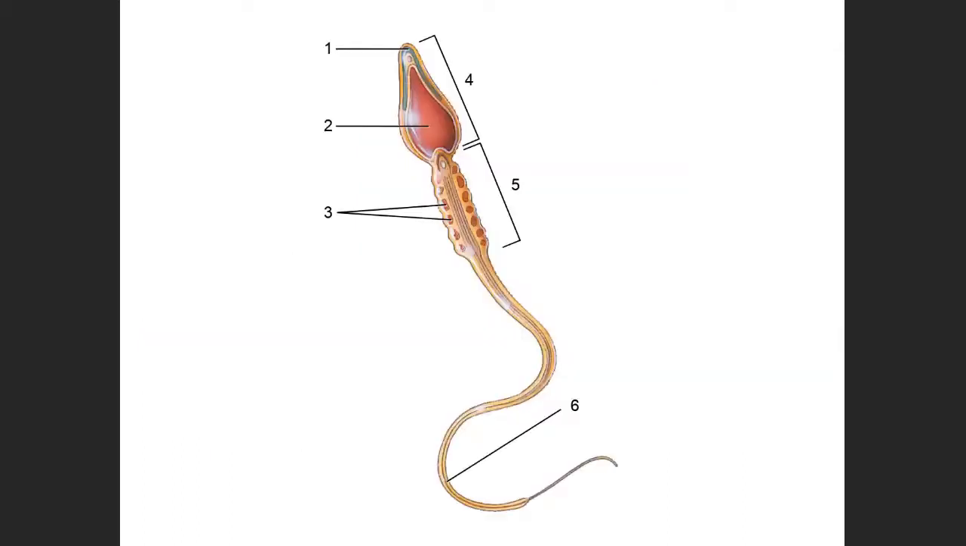And the last slide is the slide of the sperm. In this picture, you can see 4 is the head of the sperm, 5 is the neck or mid piece, and 6 is the tail. And number 4 is composed of the nucleus, number 2, and number 1 is the acrosomal cap or acrosomal vesicle. And number 3 are the mitochondria.